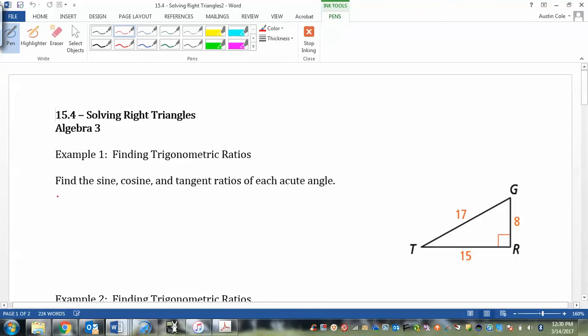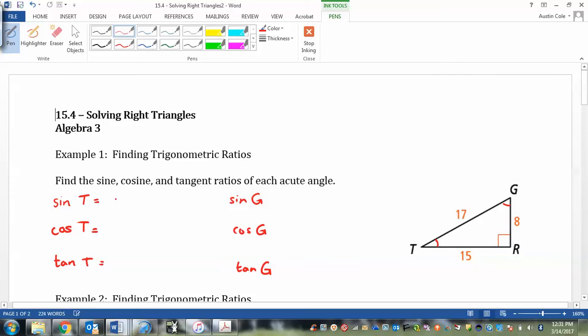So what we want to do is find the sine of each acute angle. Well, in here we're going to have T, which is an acute angle, and G, which is an acute angle, less than 90. So we're going to do sine of T, cosine T, and tangent T. We're going to do sine of G, cosine G, and tangent G.